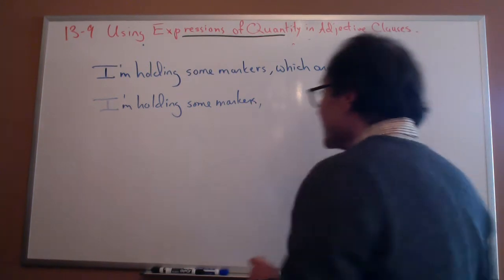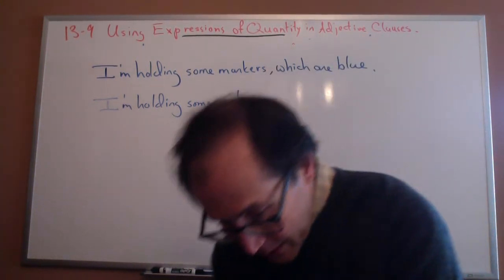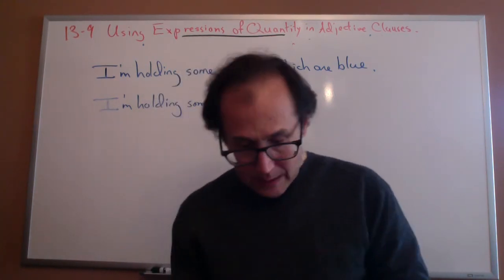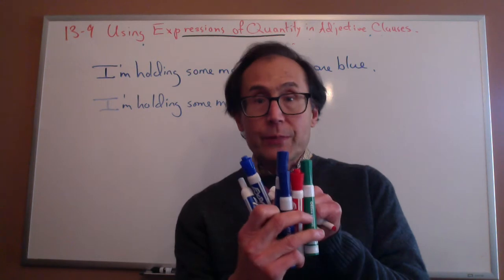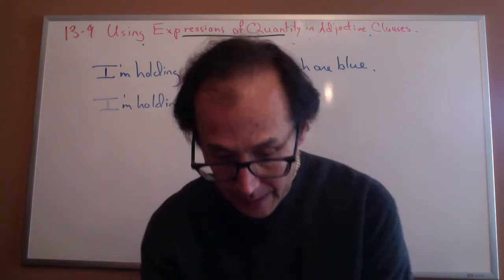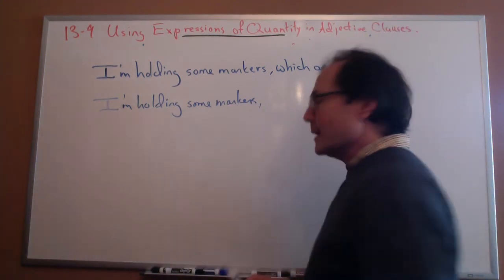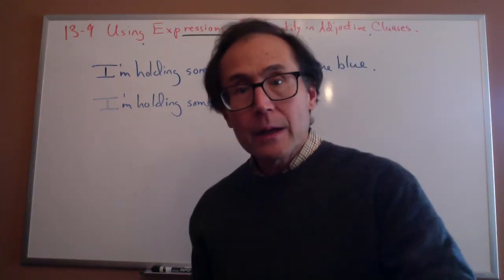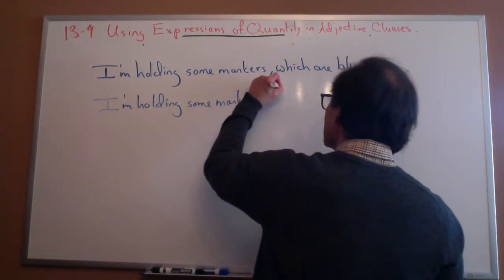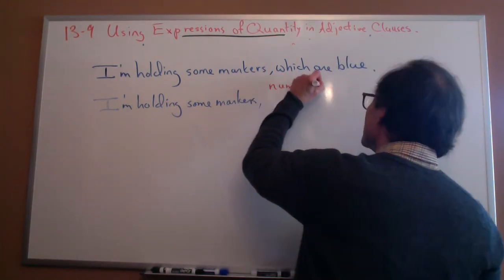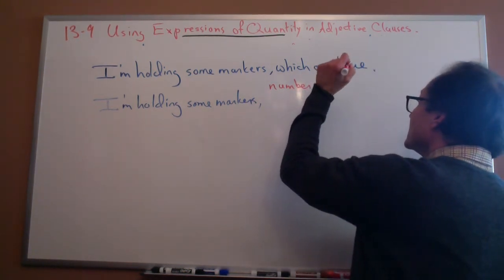Well, the way that I'll do it is this. I'm holding the markers and, let me see, I need to get them all here. 4 of them are blue. So the way that I'll do this is I'll say number plus of plus which.